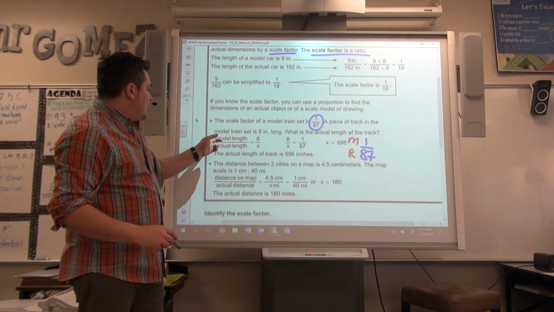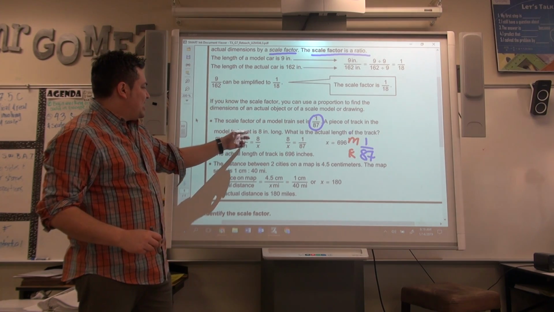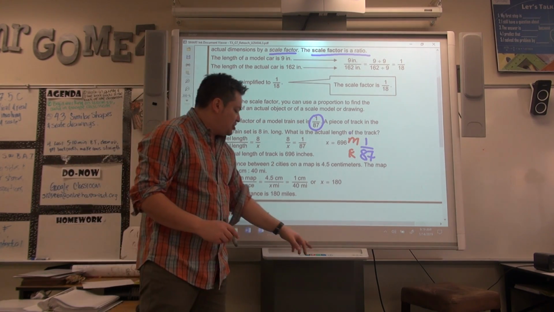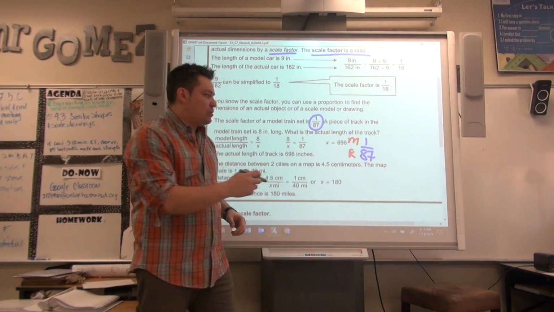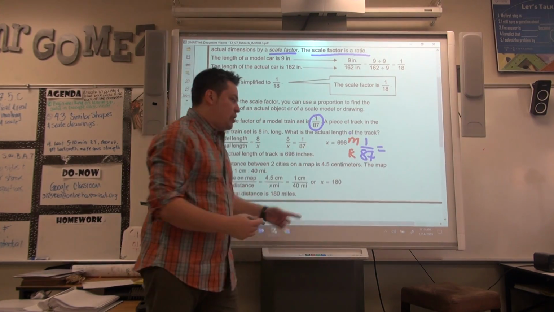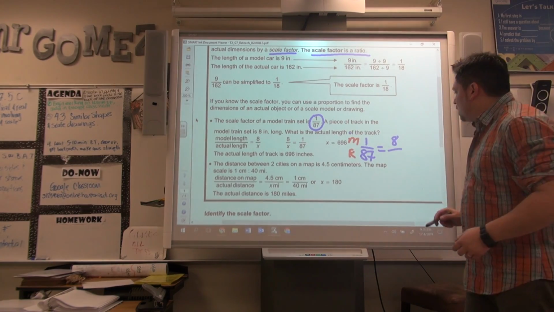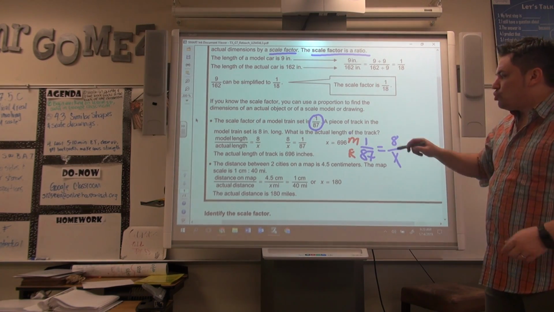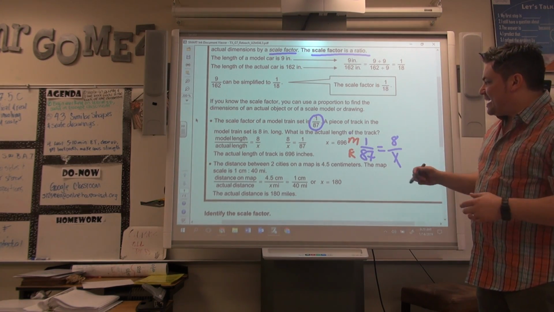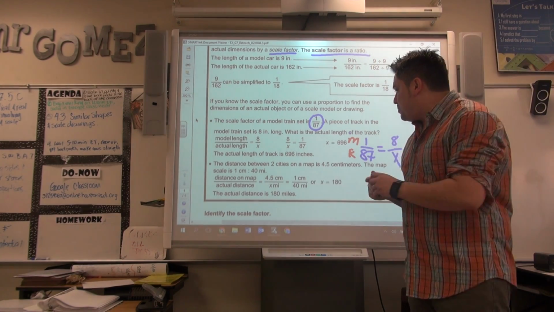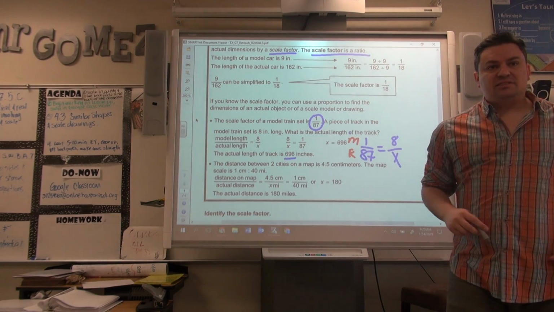And then it says the track in the model train is 8 inches long. Where do you think that is going to go, on the model or the real one? On the model. So you just put it on top, and on the bottom is going to be X. You do cross products, and you're going to get that the real track is 696 inches long.